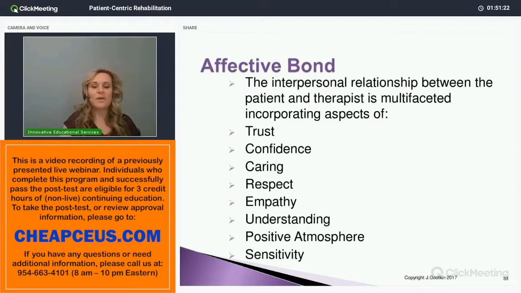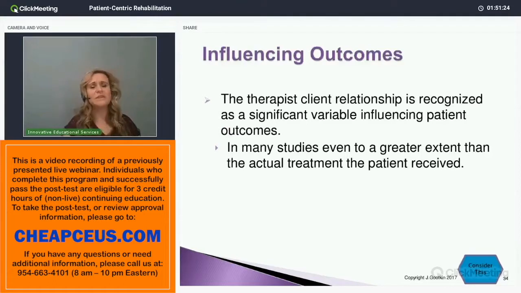So looking at our therapy, this has an important role, that there is an influence on outcomes, that piece that is missing, or that we're focusing more now on developing, that therapist-client relationship is really being recognized as having a significant impact on outcomes.